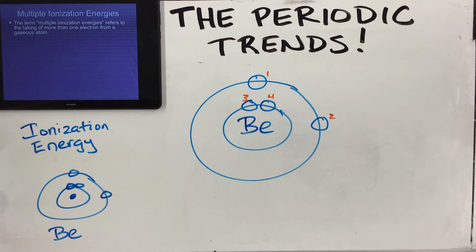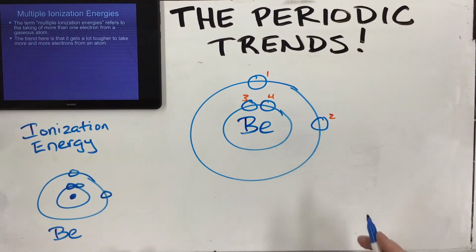So, multiple ionization energies. What this means is I get a gaseous atom, an atom all by itself, just like our beryllium here, and I want to take more than just one electron, right? If I need 8 electrons in my outer shell, maybe I want to try to take more than one here. So I get greedy. I'm going to try to take 2, 3, 4. We're going to take all 4 away from this beryllium and see what the cost, doing that business, the ionization energy value does.